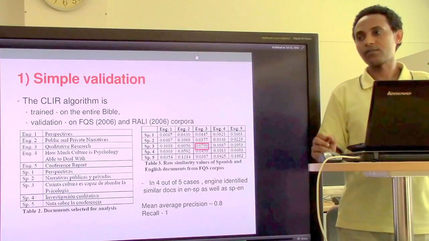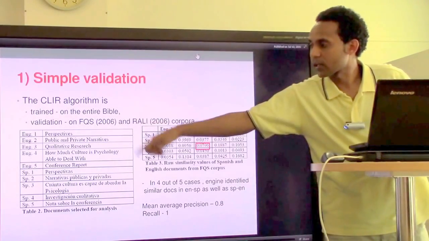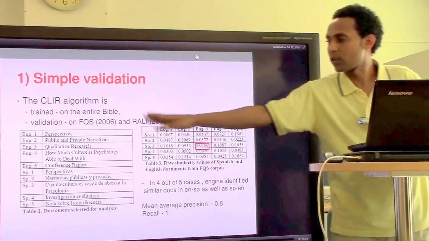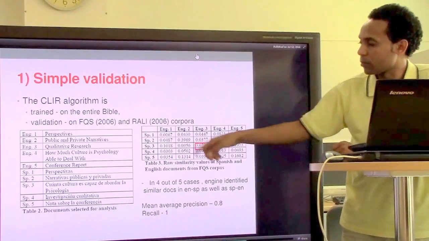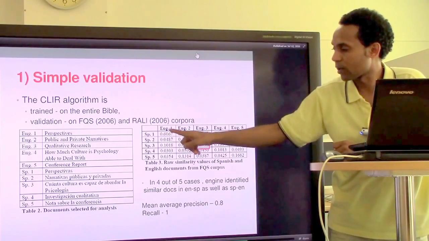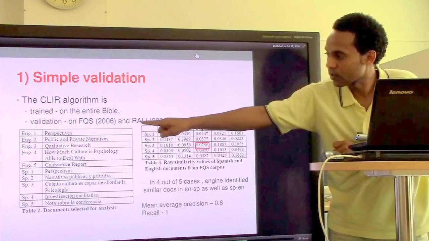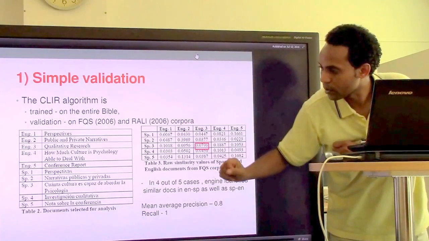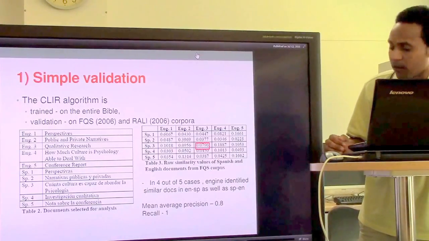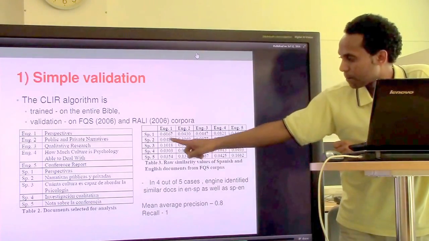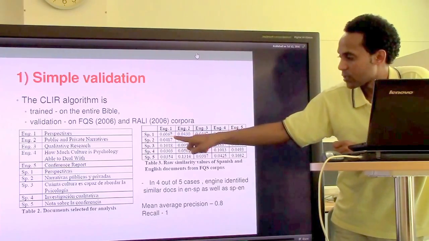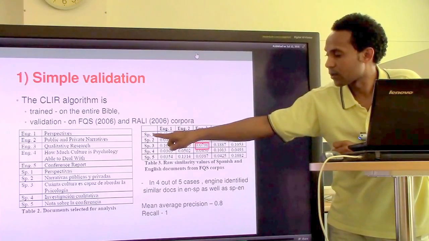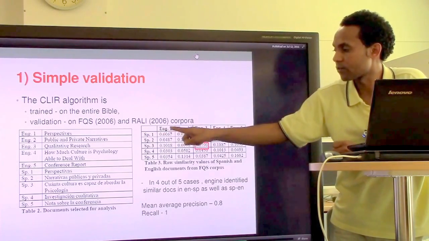And they selected abstracts from the sources. As we can see here, a few abstracts were selected from these sources, and they calculated the similarities between English and Spanish. So this table shows the similarity values. SP1 and English ING1 refer to the first document, in English, and also its counterpart in Spanish. As we can see here, this 0.6 value is much higher than the other values. And this is comparing the first document in Spanish and the first document in English.